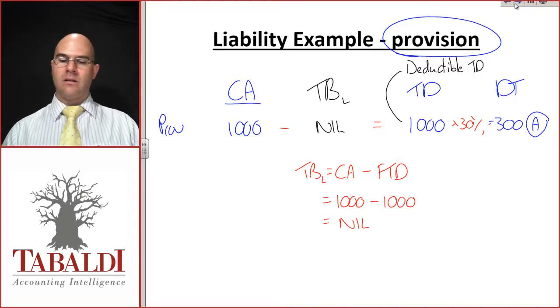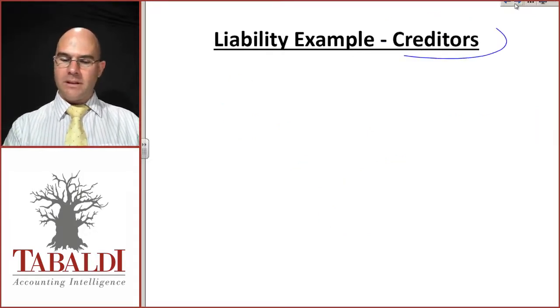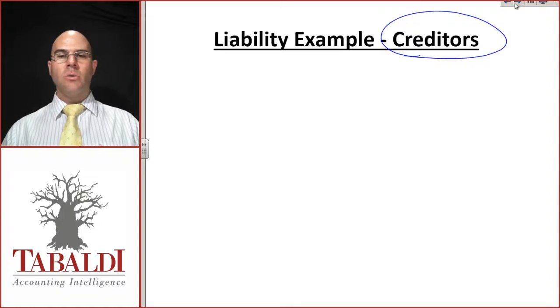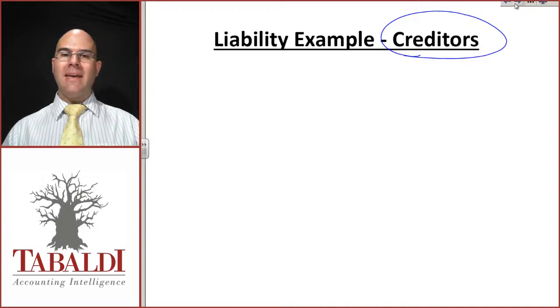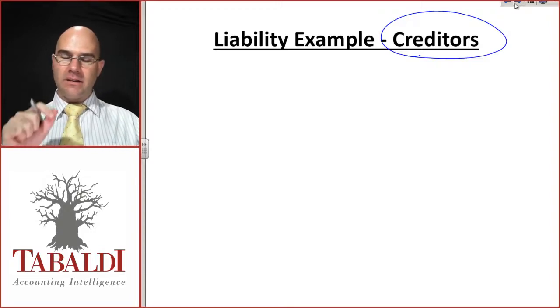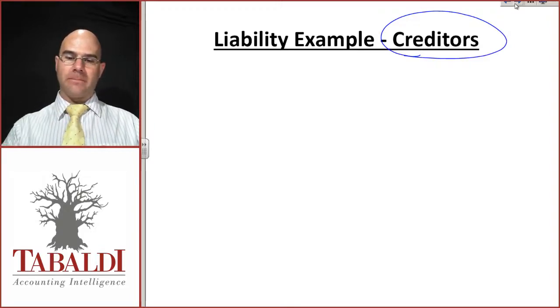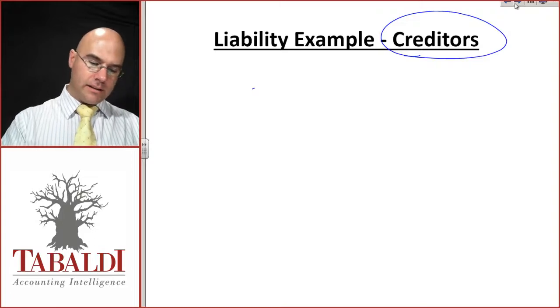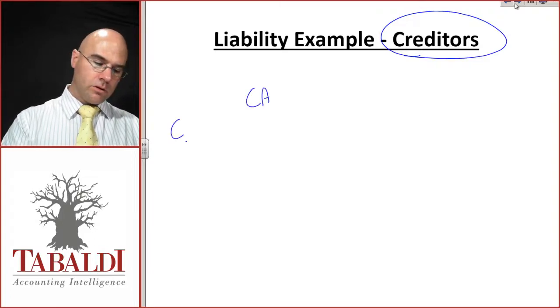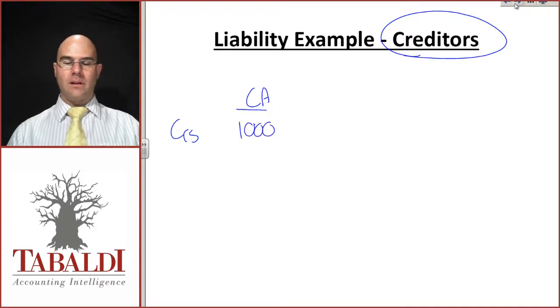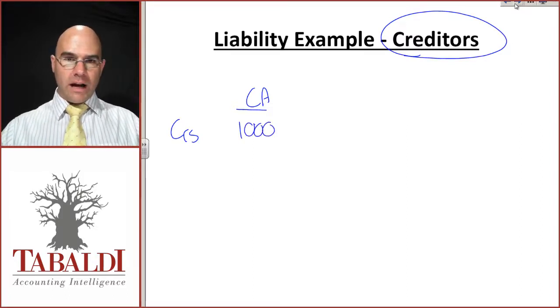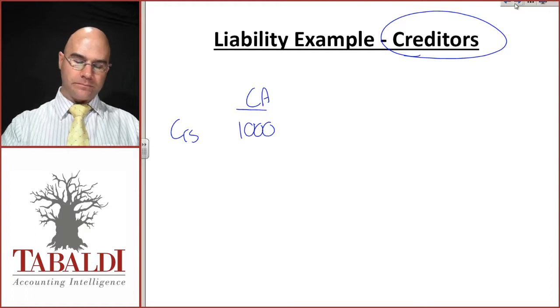Let's now look at a creditor. So what's the difference between a creditor and a provision? Well, a creditor, you've already been invoiced by a supplier, okay, and there is a very definite present obligation. Okay. So let's understand the carrying amount of this creditor. Let's use the same figures, 1,000. That is going to be a future outflow still, a future payment.